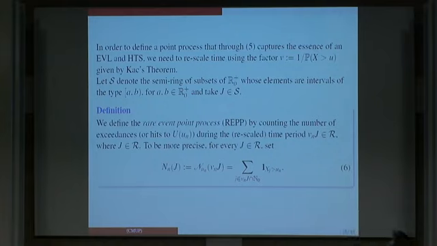And the time rescale is done by that factor, which is exactly the expected waiting time between two exceedances. Okay, so we look now at this way of counting exceedances in a certain interval j, rescaled in time by this factor Vn. Basically, in this rescaled time, we count the number of exceedances that appear in that period of time. And we call this the rare events point process.